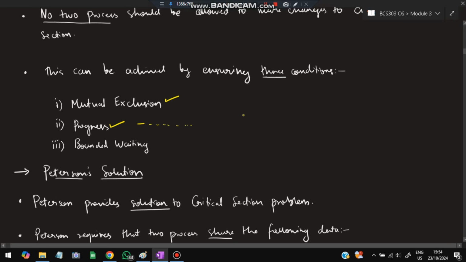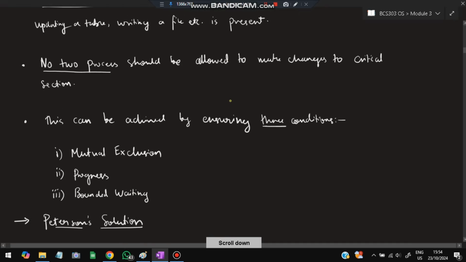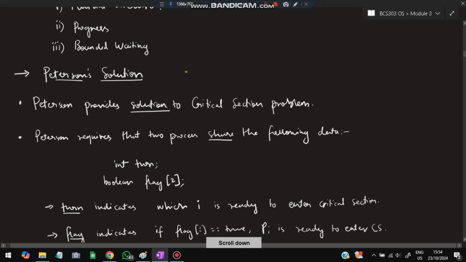Mutual exclusion ensures that at one time only one process can access the resource. This is how you ensure the critical section problem is solved. And there is another solution for the same critical section problem, the Peterson solution. Peterson provides a solution to the critical section problem.